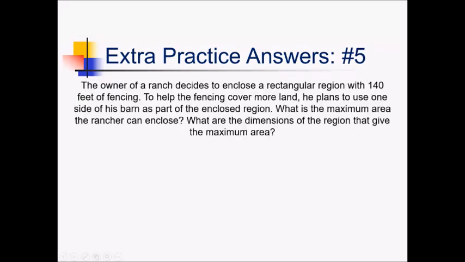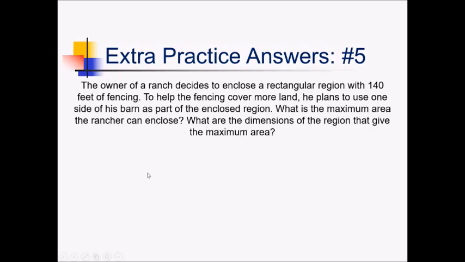On this problem, the owner of a ranch is enclosing a rectangular region with 140 feet of fencing. And to help the fencing cover more land, he's going to use his barn as one side. That's very crafty of this farmer to do, this rancher. So we want to know the max area the rancher can get by doing this, and then the dimensions of that region. Let's start by making a picture.